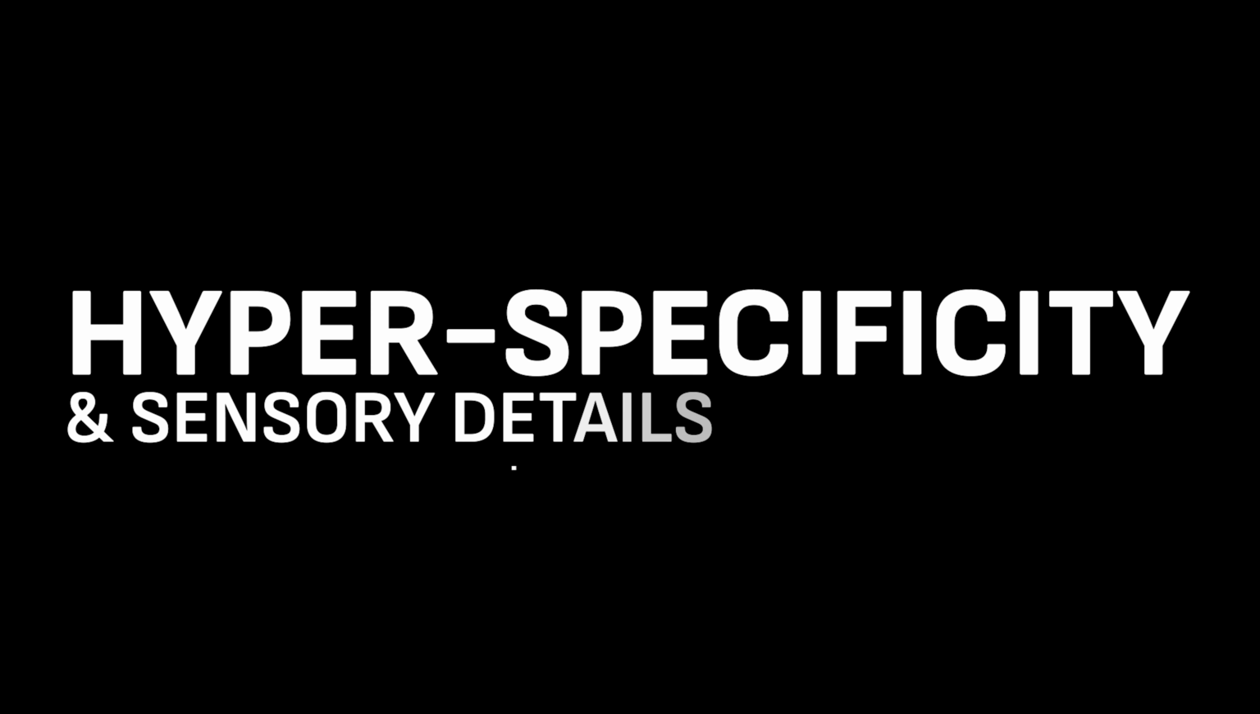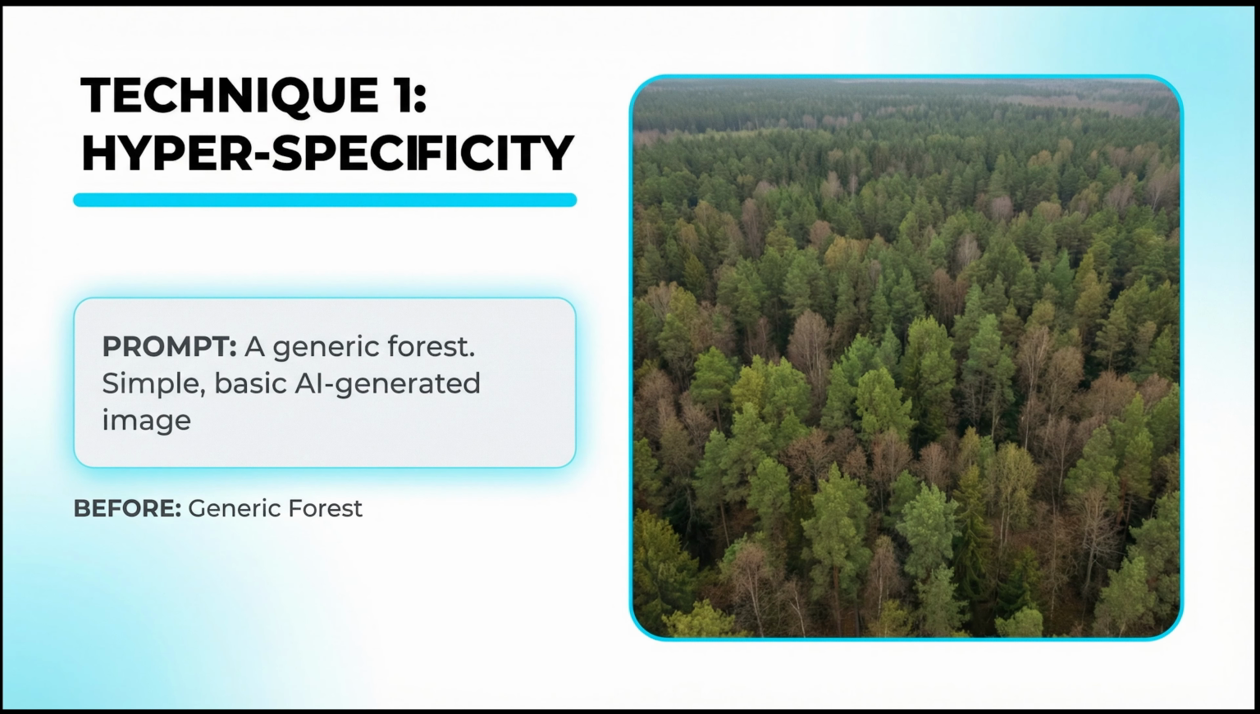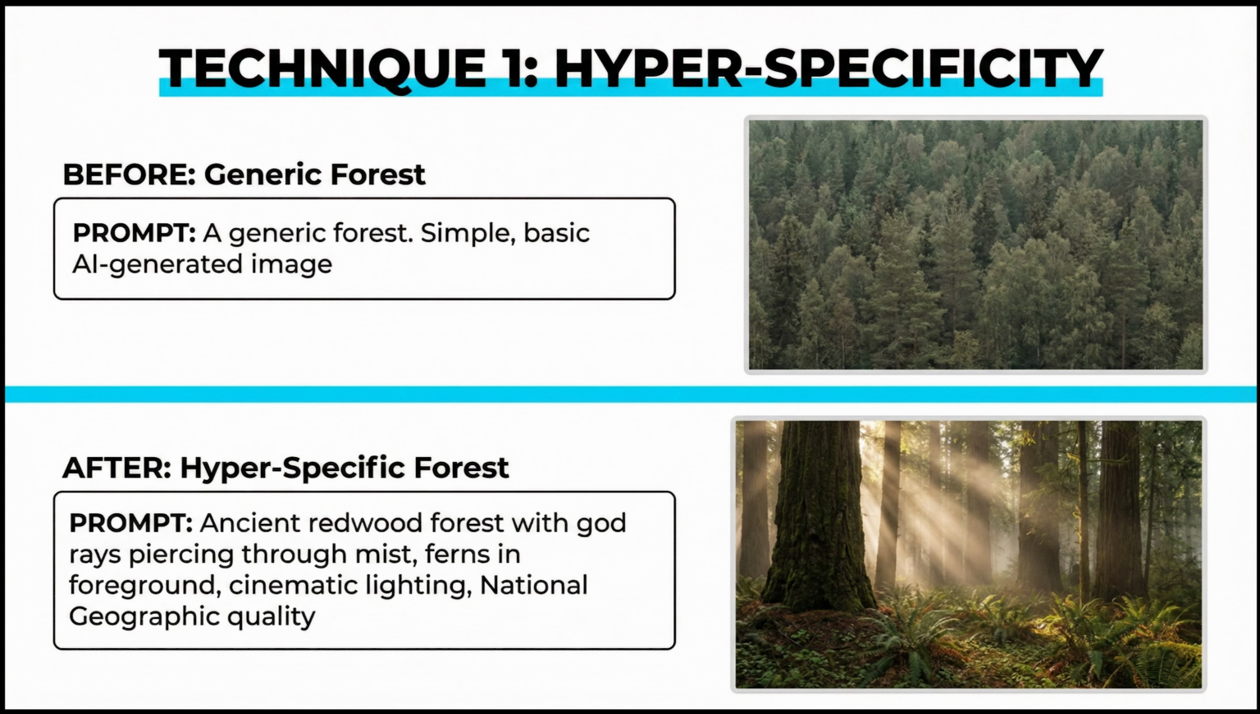Technique number 1: hyper-specificity and sensory detail. The first way to fight back is with detail. Don't just say a forest, describe the smell of the forest. For instance, instead of saying a forest, we're going to say something like a misty ancient redwood forest at dawn. Sunbeams pierce the thick canopy, illuminating dust motes in the air. The ground is covered in damp ferns, and the air smells of wet earth and pine.